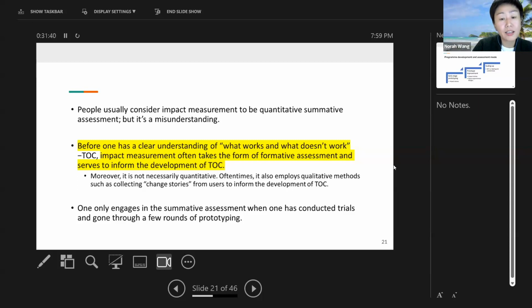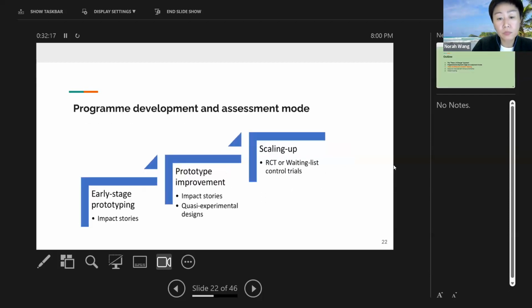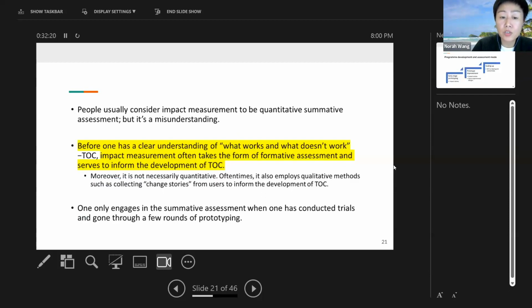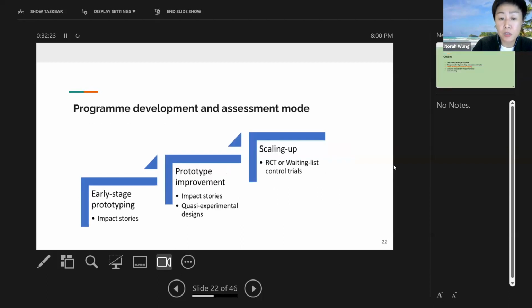I understand that in the sector right now, there are many organizations advocating for collecting change stories. And I'm also a big supporter of that. I think it's great, because by collecting change stories, we will be able to understand what works and what doesn't work. Through those change stories, we can see what program activities are leading to what kind of outcomes and making what type of impact, right? So change stories are very, very useful. And later we will talk about how to use change stories in our impact measurement.